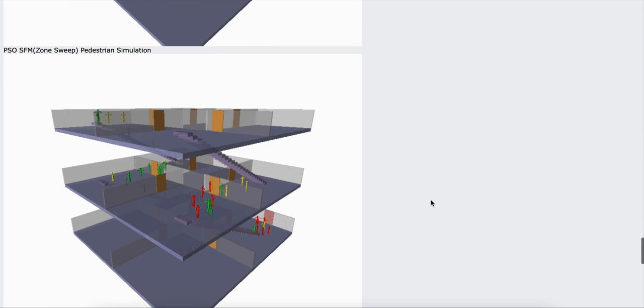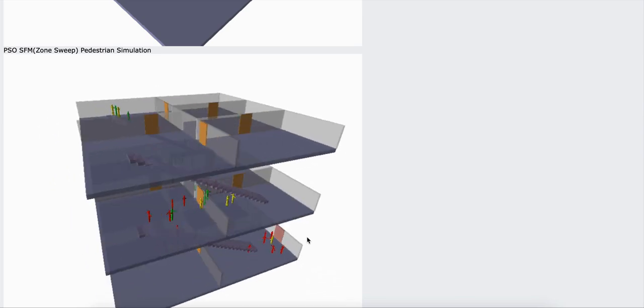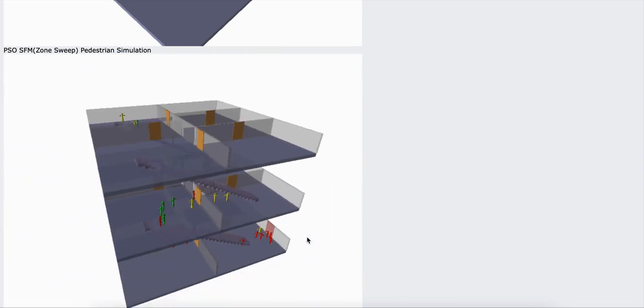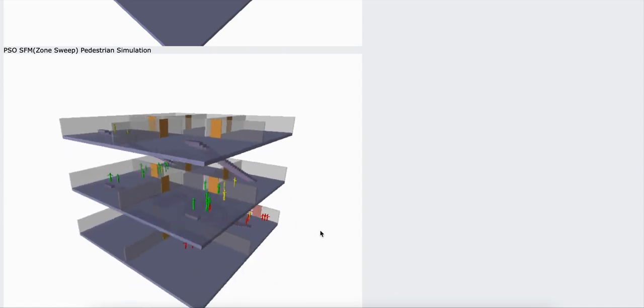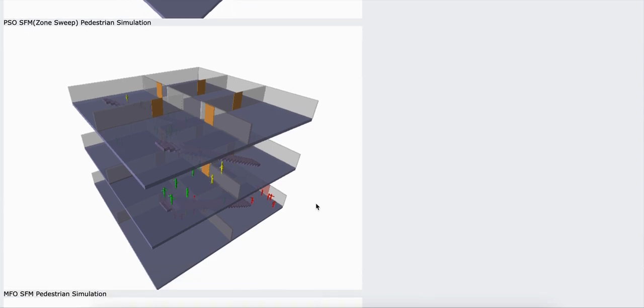And one of the most rigid staff policies that we can see is the zone sweep. Each staff, on initialization, and for simplicity's sake we are having one staff per room, will try to evacuate the people in their zone, or the room here. And once they see that there are no people in their zone, they will go and evacuate themselves. So that is the zone sweep.